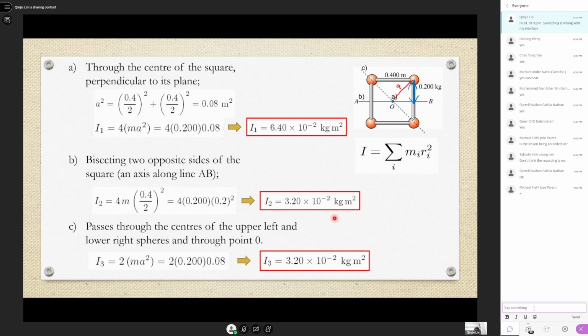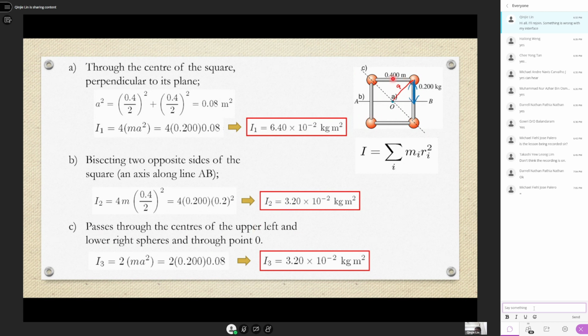Okay. Then for part C, now the axis passes through the centers of the upper left and lower right spheres. So it's like that. This dotted line here, this dashed line. So now this thing is rotating, and this is the axis. It's going to rotate diagonally and then in and out of the screen. I cannot draw it because it's 3D, but you must imagine, okay?